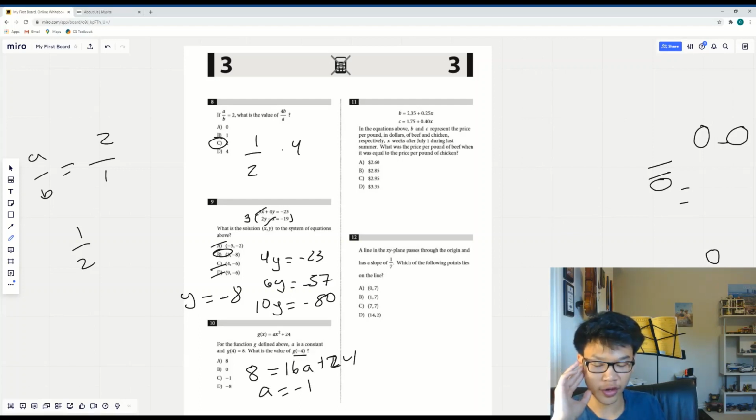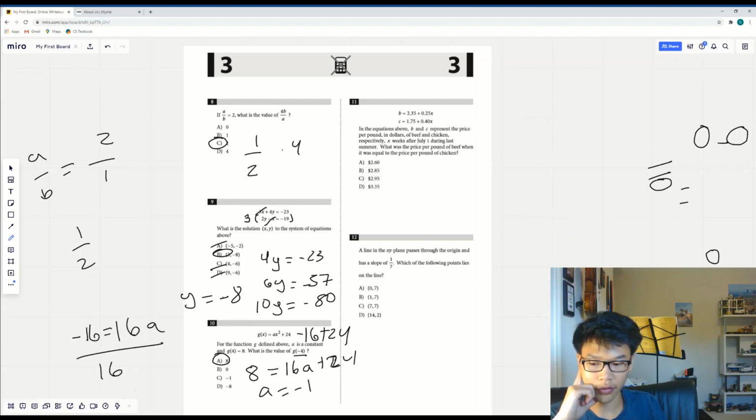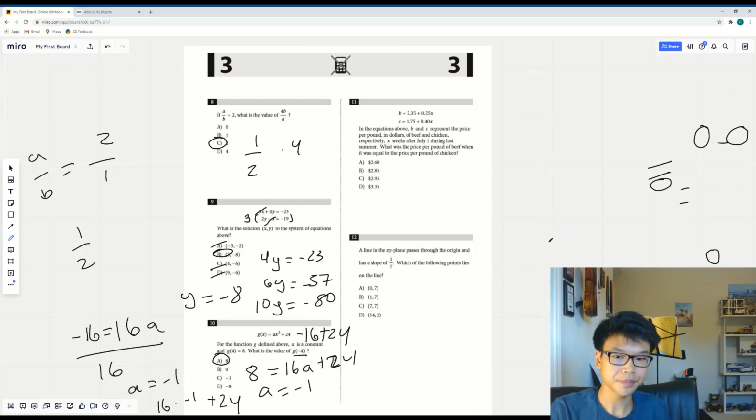But now we want to find what g of negative 4 is. So we plug this back in. Negative 4 squared is still 16, but this time it's 16 times a, which is negative 1. So it's negative 16 plus 24. Alright, that's going to be 8. And I'll show you guys the work in case you're lost. If I want to solve for a, I subtract 24 from both sides, so negative 16 equals 16a, a equals negative 1. Plug back in, negative 4 squared, which is 16, times negative 1, plus 24. That's how I got 8.